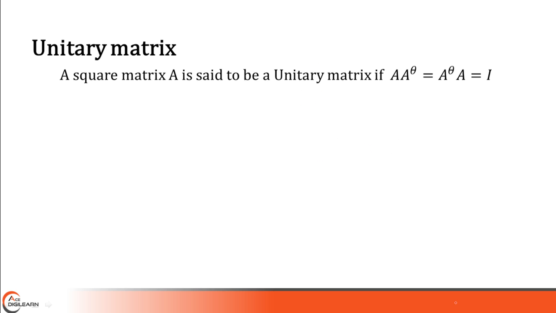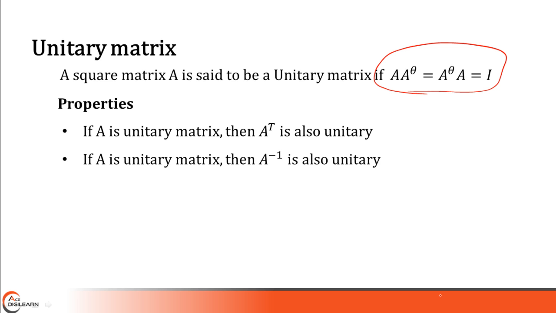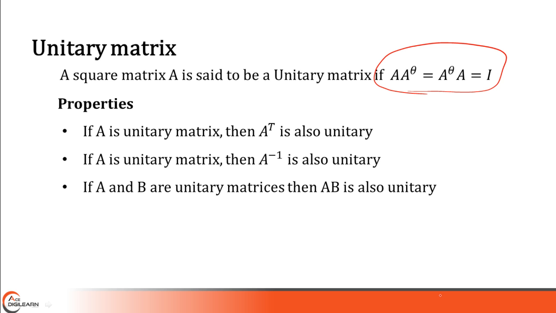Next, unitary matrix. If A power theta A equals A A power theta equals I, then the matrix A is called a unitary matrix. Properties. If A is unitary, A transpose is also unitary. If A is a unitary matrix, A inverse is also unitary. For any two unitary matrices A and B, AB is also a unitary matrix. Let us see an example.